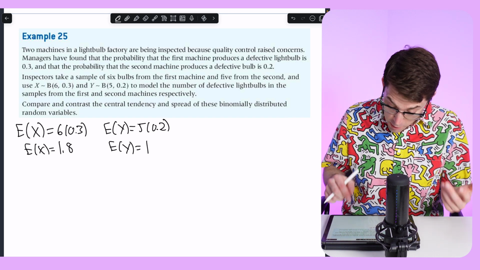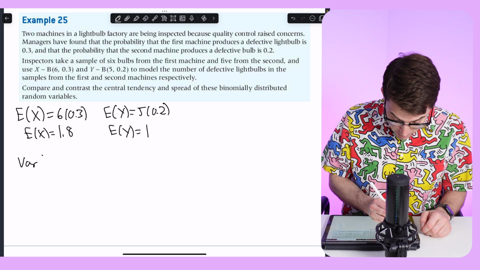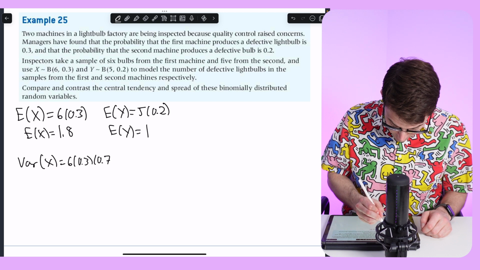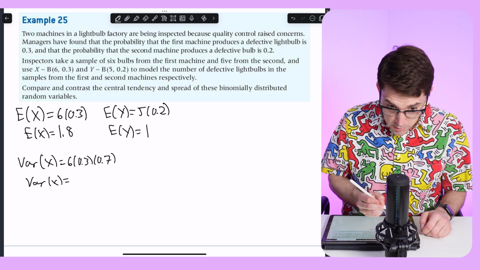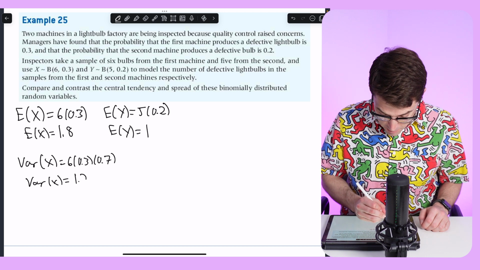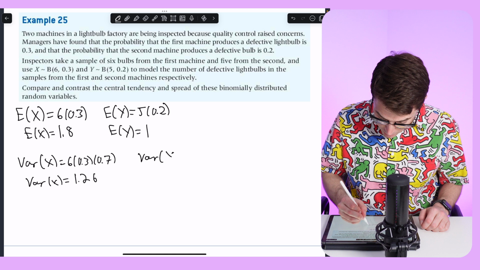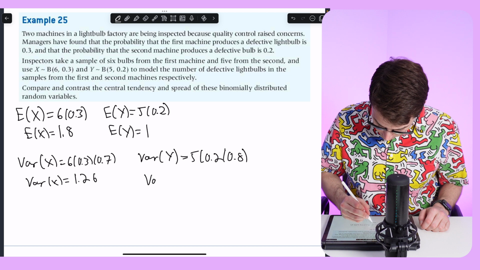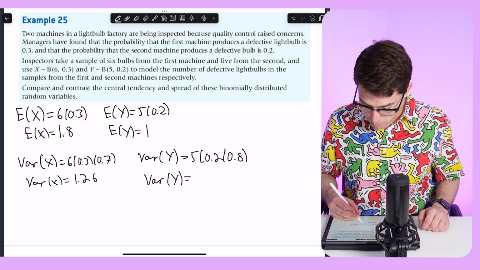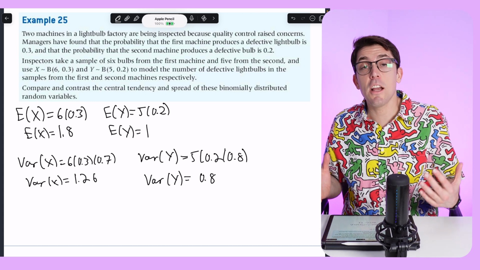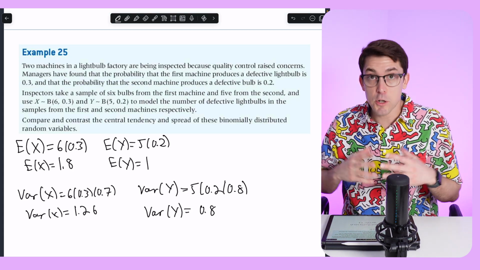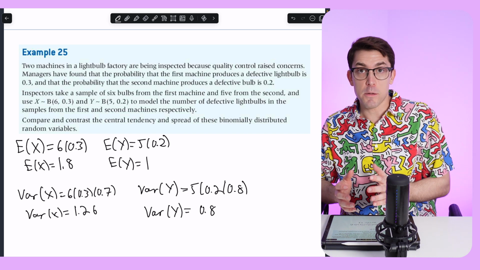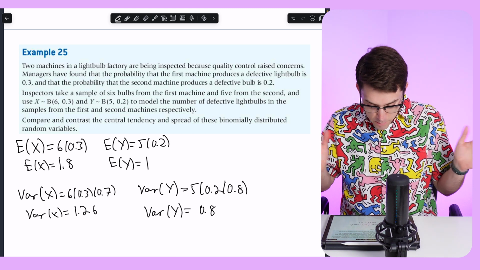And now we're asked for the spread as well as the central tendency. Let's look at the variance of X, which again is np times 1 minus p. So the variance of X is going to be equal to 1.26. And then my variance of Y is going to be equal to np times 1 minus p, so my variance of Y is equal to 0.8. What I can say here with the different variances is that the first machine has a much wider spread in the expected number of bulbs broken than the second machine. So there's more variation, more variability, a little bit more spread.